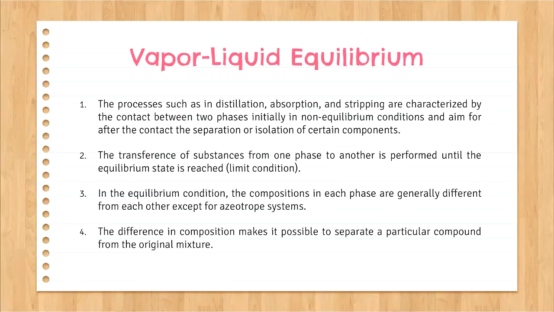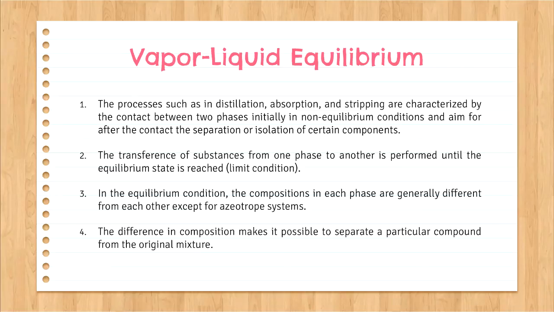Vapor-liquid equilibrium. Processes such as distillation, absorption, and stripping are characterized by the contact between two phases, which are liquid and vapor, initially in non-equilibrium condition, and aim for, after the contact, the separation or isolation of certain components. The transference of substances from one phase to another is performed until the equilibrium state is reached, which is the limit condition.